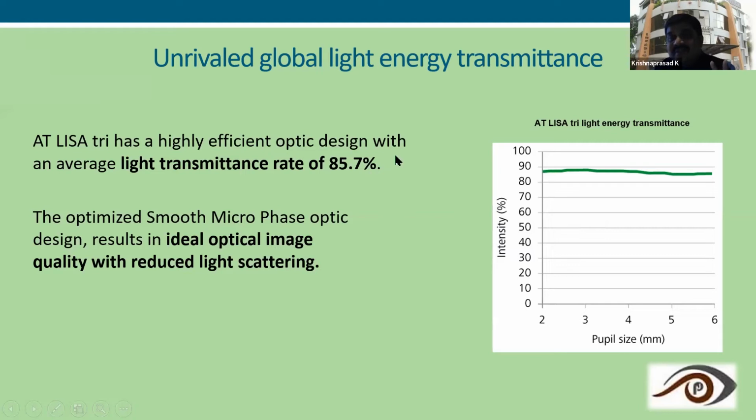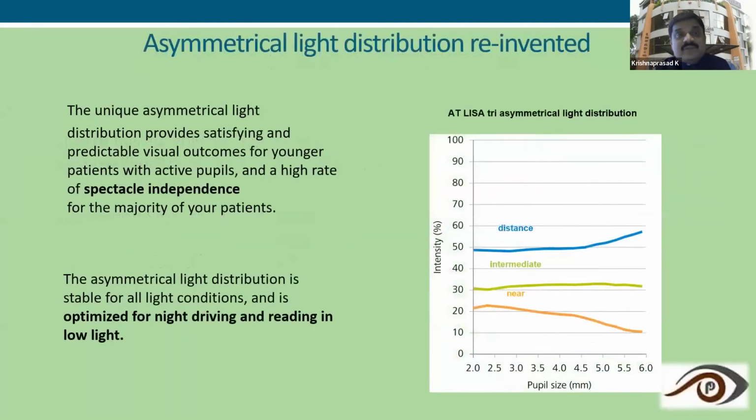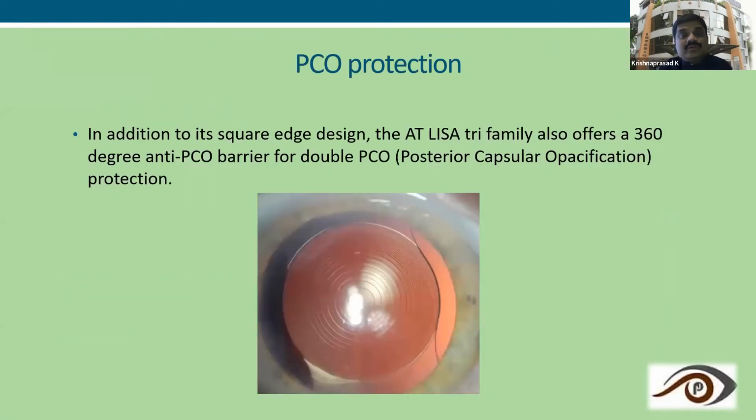If you see in the picture, in almost 85% of patients, the light transmission rate is much higher compared to any other lens. So especially these lenses really do well when you implant them in a younger patient. They'll always have spectacle independence because of this asymmetrical light distribution for distance, intermediate and near. And it is even optimized for night driving and reading in low light.